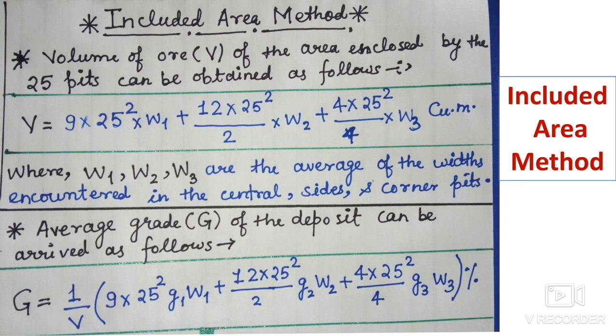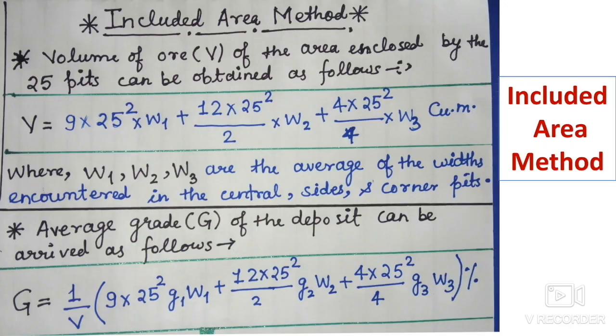So we have seen how the volume is computed. Once the volume is evaluated, the reserve can be estimated by dividing by the tonnage factor. Similarly, the average grade G of the deposit can be arrived at using the formula as we have discussed. These calculations are used when the thickness as well as the grades G1, G2, G3 of the ore body vary in different pits. So that's the concept behind the included area method.